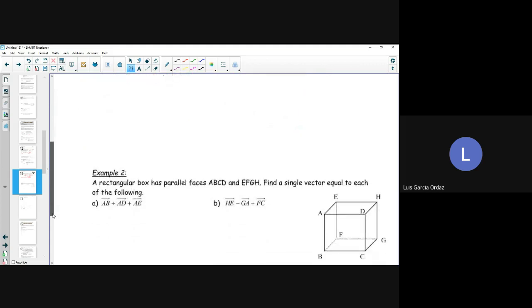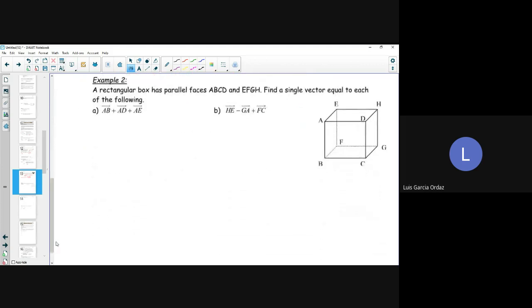So the next one doesn't really have to do with finding any values. A rectangular box has parallel faces, A, B, C, D, and E, F, G, H. We find a single vector equal to each of the following. So my reference is going to be vector AB, so vector A to B. So this is going to be vector AB.